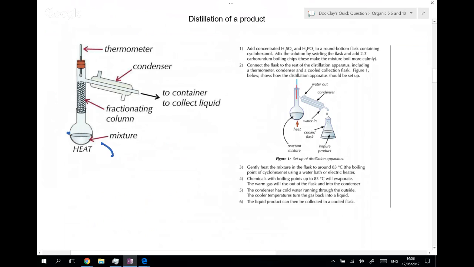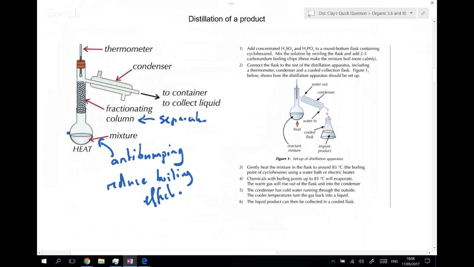Now, just to point out, in this mixture we often have some anti-bumping granules, which we add in to reduce the boiling effect, to stop it being such a vigorous boiling effect, and stops it boiling over. Then on top of this we've got a fractionating column, and the purpose of the fractionating column is to separate out the liquids, essentially giving yourself a bit more room in which to do the separation.